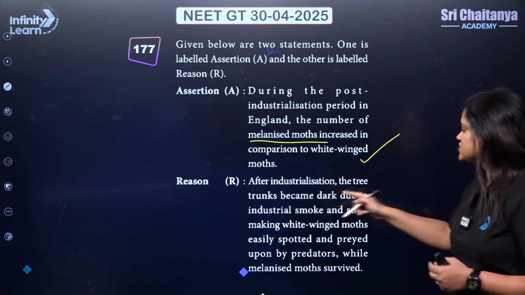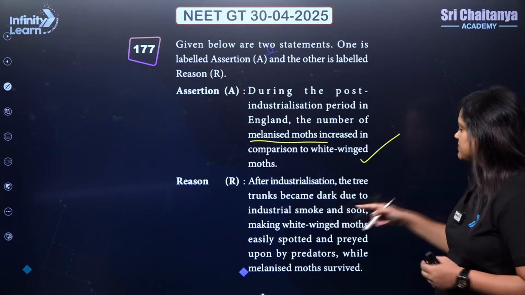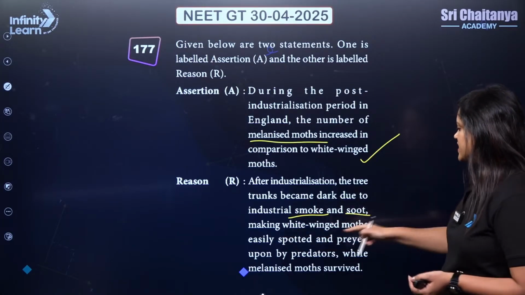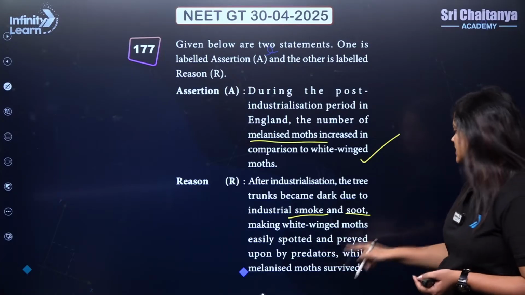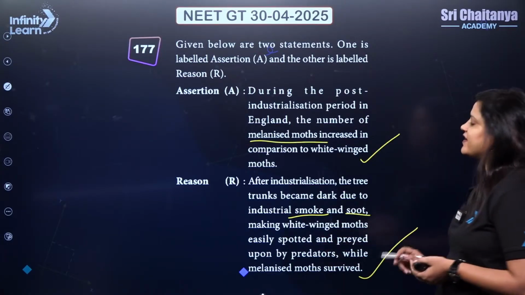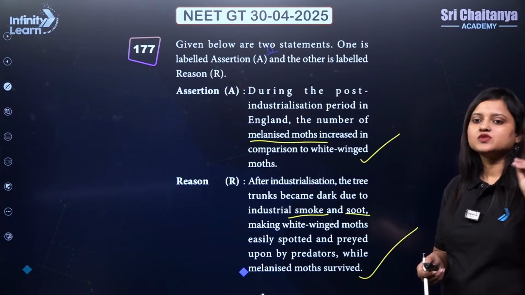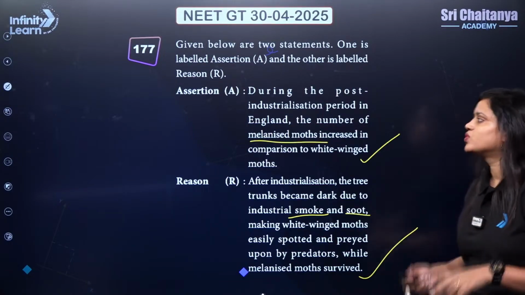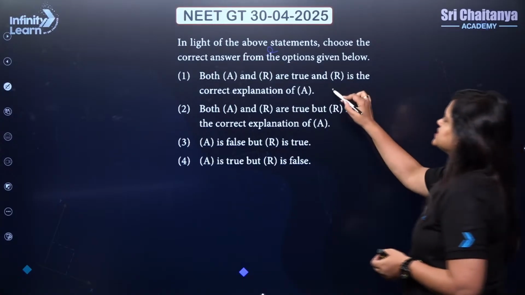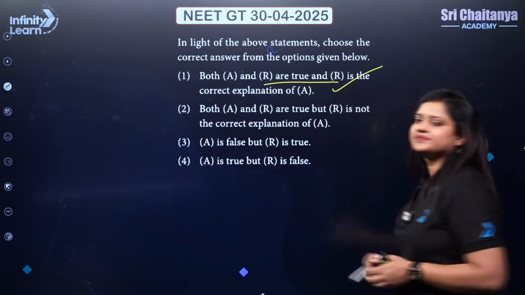Now after industrialization, the tree trunks became dark due to industrial smoke and soot, making the white-winged moth easily spotted and preyed upon by the predator, while the melanized moth survived. Absolutely. Okay, so assertion is true, reason is true, reason is even the correct explanation of assertion. So that's why correct answer will be 1.